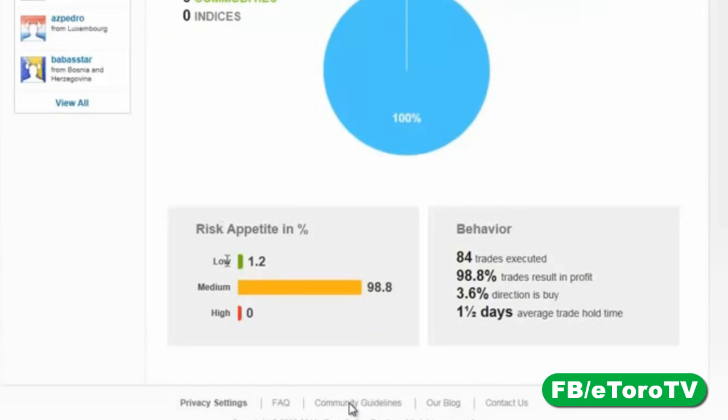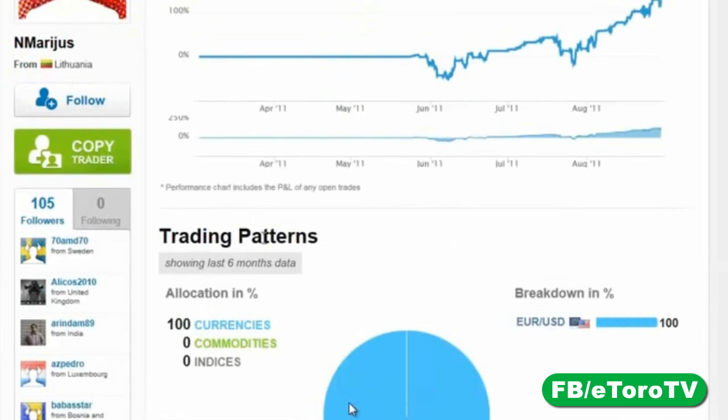Not really. All right. So we see here the risk appetite. It's medium risk appetite. This guy likes to hold his trades. He's what we call not a long-term trader. He's a short-term trader, but not an extremely short-term trader. He does hold his trades for 1.5 days. Okay, that's overall what we can see about him.